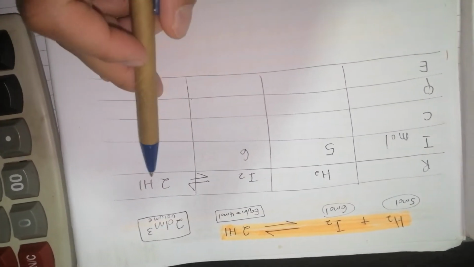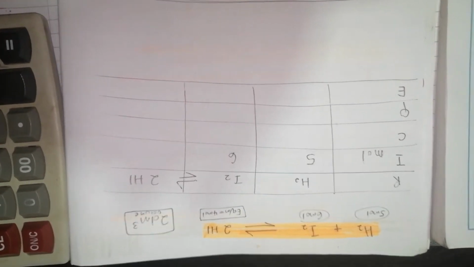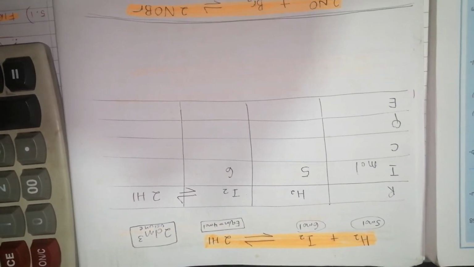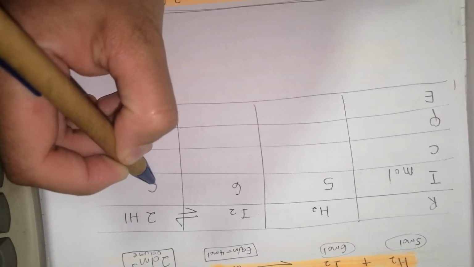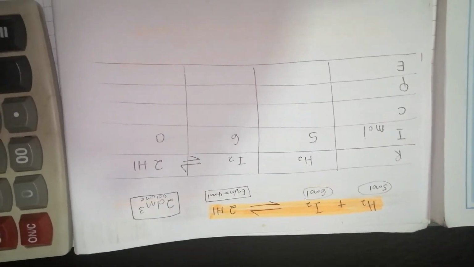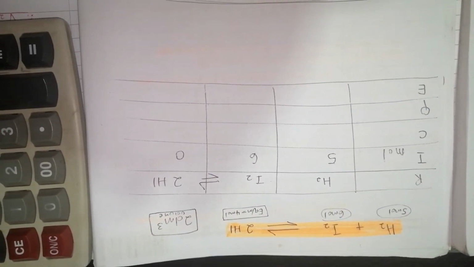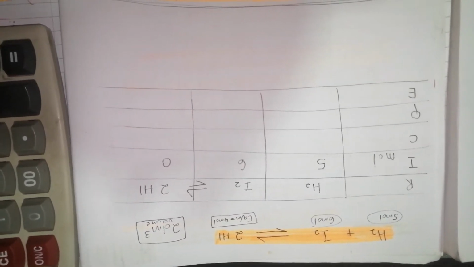Now, because HI is the product and they did not mention anything about the product, we will assume that in the beginning of the reaction we don't have any product, so the product's moles will be 0. So just remember, if they do not give you the amount of product in moles or concentration, it means initially, with the I, the product will be 0.